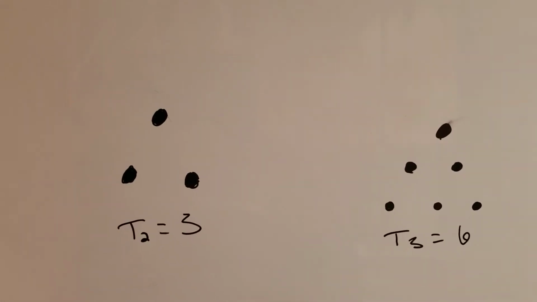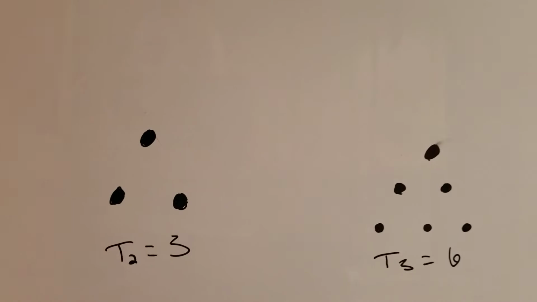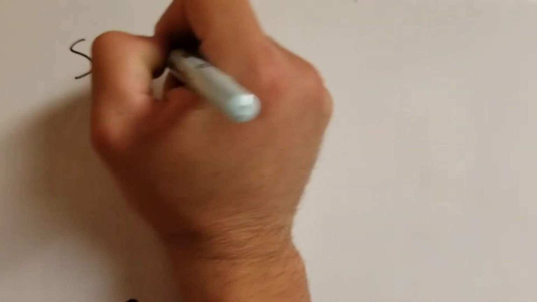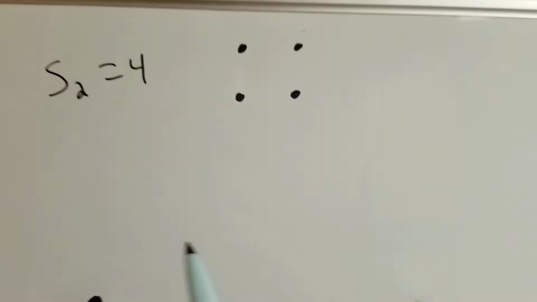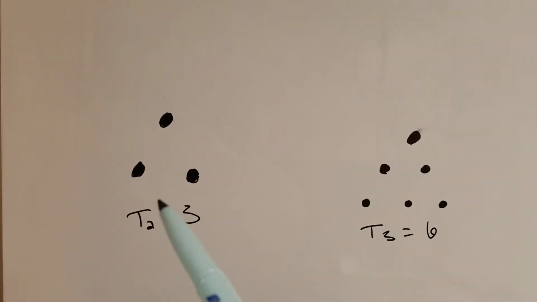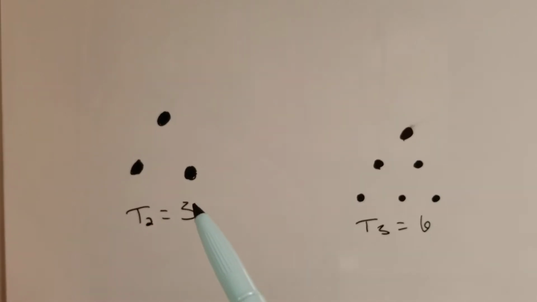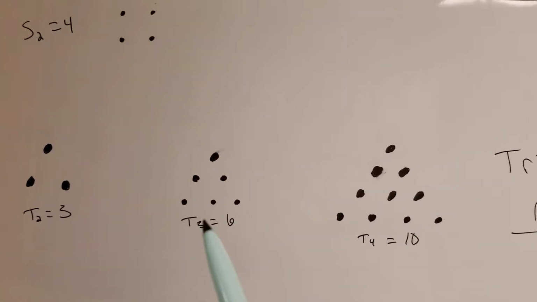So recall when we were doing squares, right? S sub 2, let me just draw that one again. S sub 2, which was equal to 4, was a diagram like this, right? And the 2 referred to the number of rows. But what does it refer to in this triangle? It's not so straightforward. Let's take a look at T sub 3.